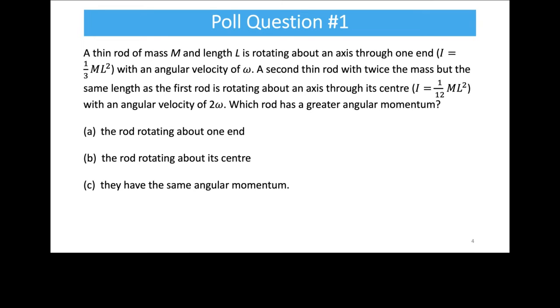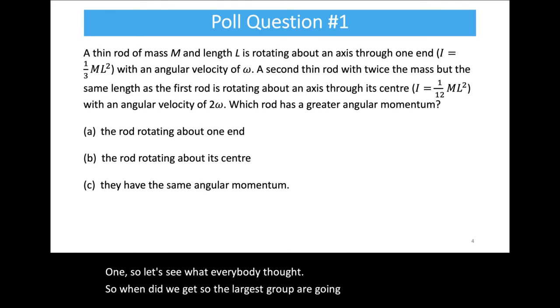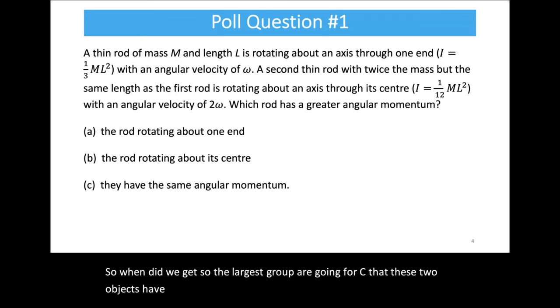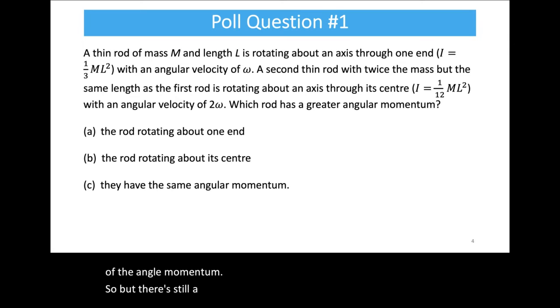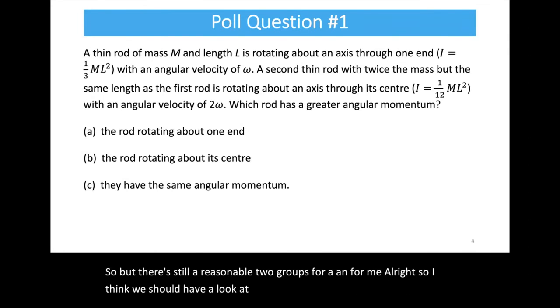Okay, 5, 4, 3, 2, 1. So let's see what everybody thought. So what did we get? The largest group are going for C, that these two objects have the same angular momentum. Here we're looking at the size of the angular momentum. But there's still a reasonable two groups for A and for B. All right, so I think we should have a look at this one and see how it works.